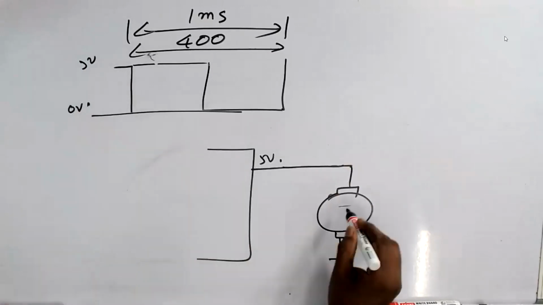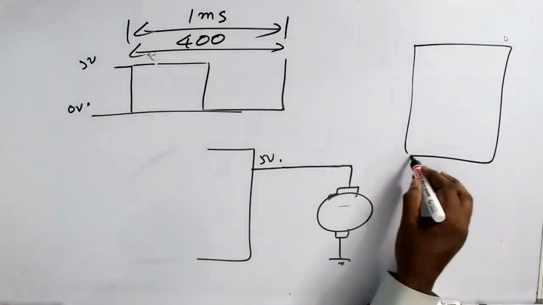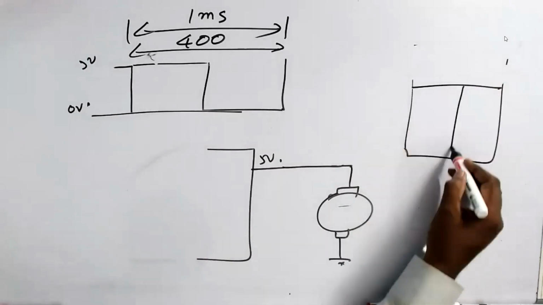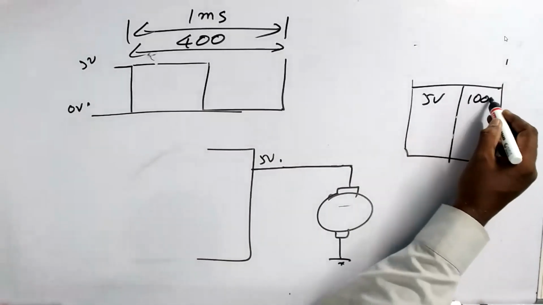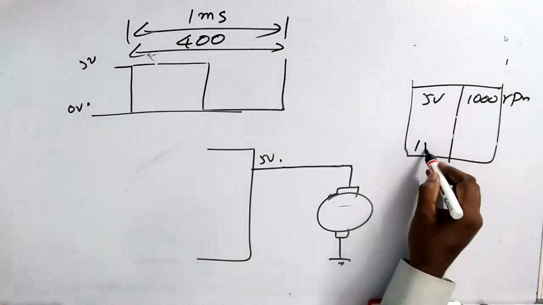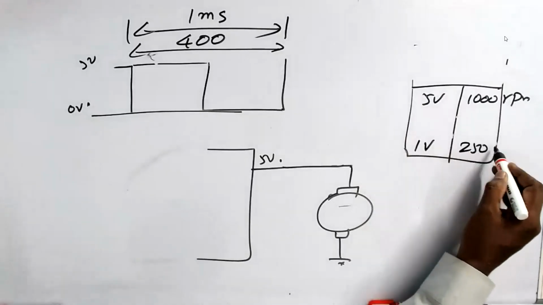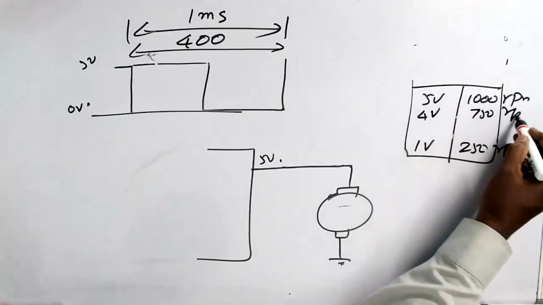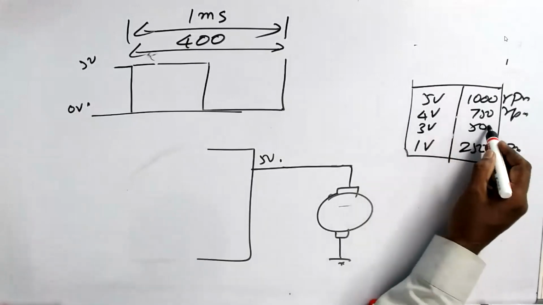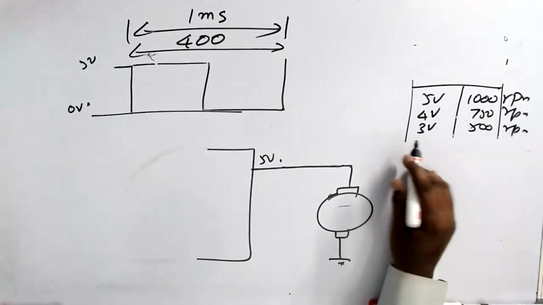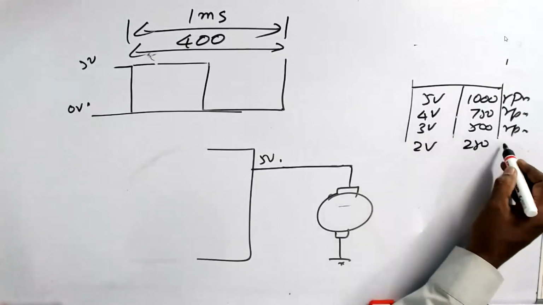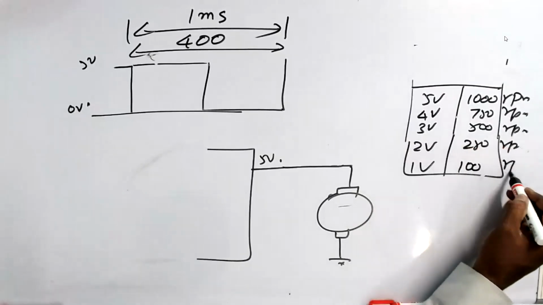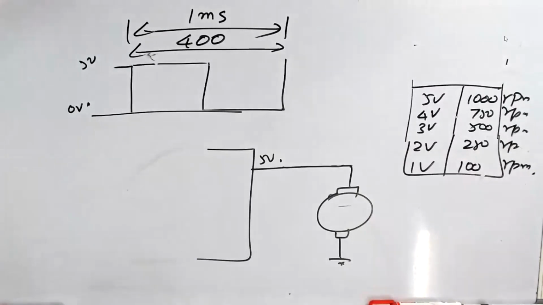Now, this motor runs at 1000 RPM. There's a table. If you give 5 volt, that will give 1000 RPM. 4 volt, about 750 RPM. 3 volts, 500 RPM. 2 volts, 250 RPM. 1 volt, say 100 RPM. See that? This is the way the motor works.